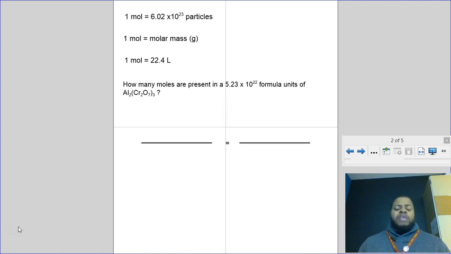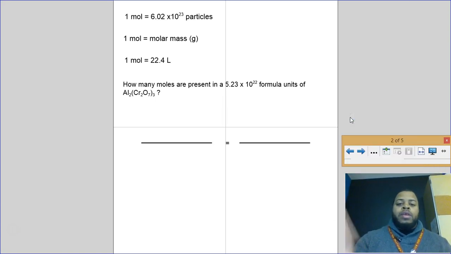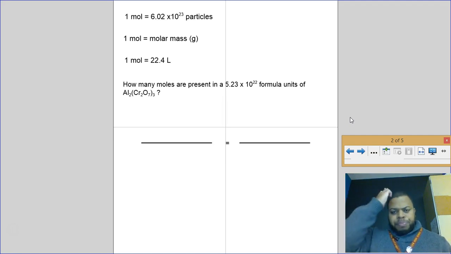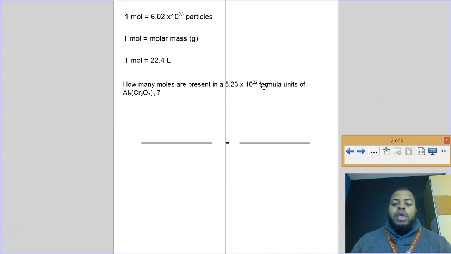As you look here to the side, you notice that we have, just as normal, our different conversion factors. Each one that we're going to use or need is written there. We have a question also given to us that says how many moles are present in 5.23 times 10 to the 22nd formula units of aluminum dichromate. Some of you will probably ask, which one do I need and how will I know? Well, the key is I noticed this word, formula units.